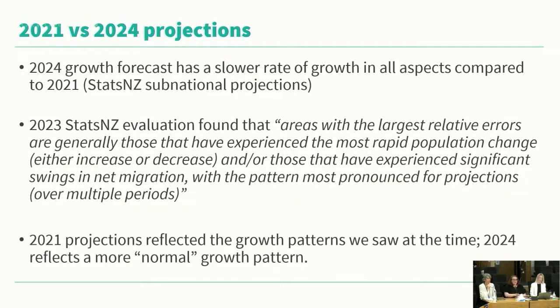Stats NZ have recently done a report that evaluates the accuracy of estimates and projections between 1996 and 2018 and found that rapid population change is a factor in relative errors, largely relative errors, and as you've just seen in that last graph, we have seen significant rapid population change.